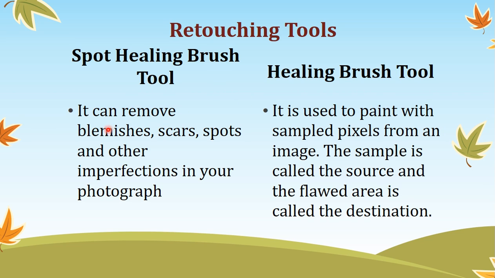Spot healing brush tool can remove blemishes, scars, spots, and other imperfections in our photograph, right? And healing brush tool is used to paint with sampled pixels from an image. The sample is called the source and the flawed area is called the destination. It means that it takes the sample from our own skin in that picture and covers over the flawed area, and the sample of pixels is taken from our own face or body.